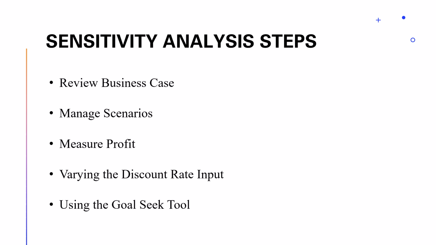The third step is to measure profit by calculating the internal rate of return. This metric helps evaluate the discount factor and determine when the discounted net cash flows reach zero. It's also important to vary the discount rate input, which is the fourth step. This discount rate affects the relationship between fixed and variable costs, as well as the amount of debt financing our company utilizes.